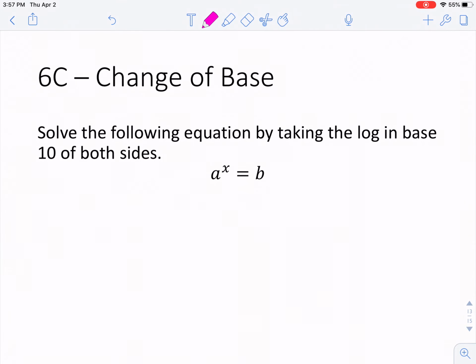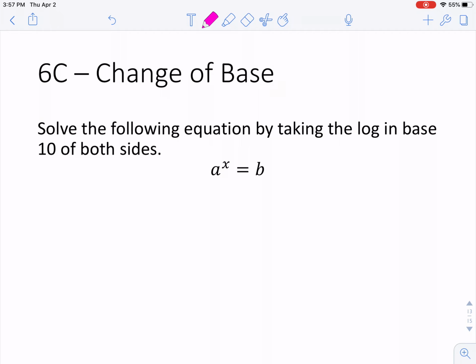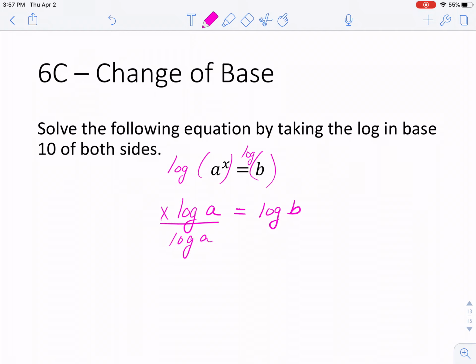All right. 6C, change of base. Let's do a little math. Let's solve the following equation by taking the log in base 10 of both sides. So we just did that. We just practiced that. We're going to take the log base 10 of this side and the log base 10 of this side. So where's that x going to go? Ding dong, you're right. It's going to go out to the front. It's going to become the coefficient of the log of a equals the log of b. And I'm solving for x, so both sides I'm going to divide by log of a. So that means x is equal to the log of b divided by the log of a.